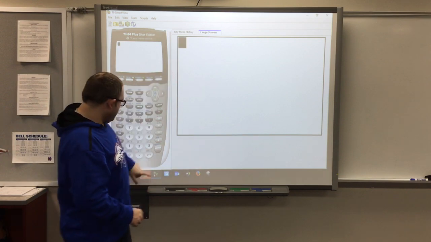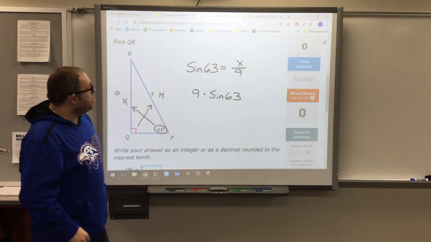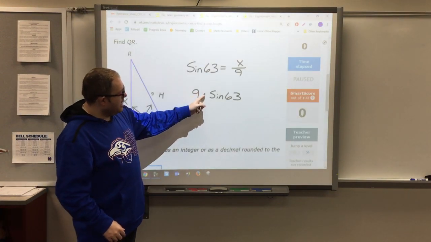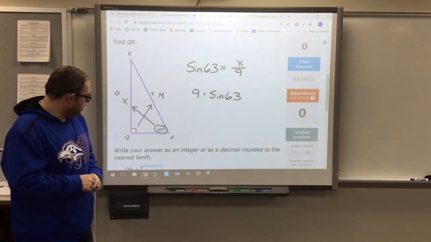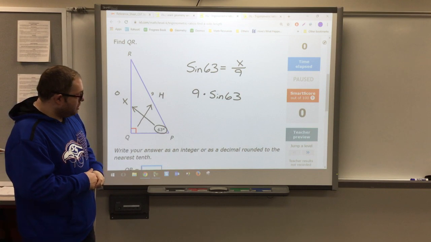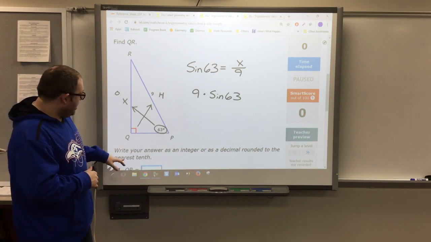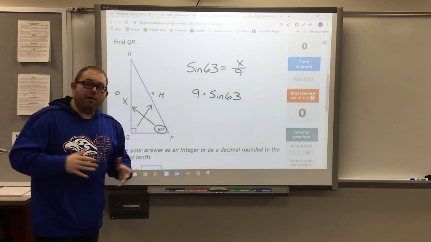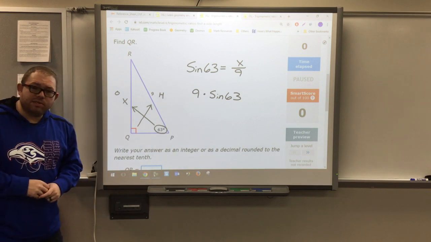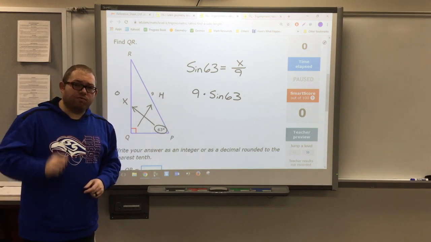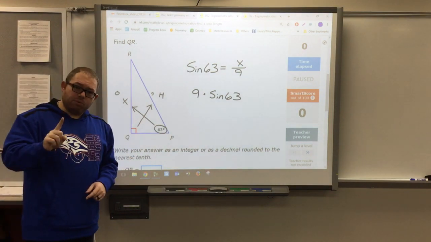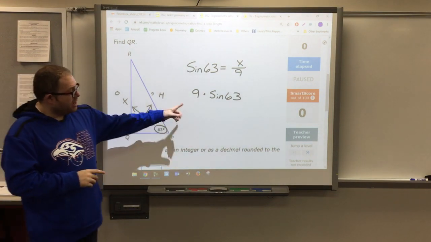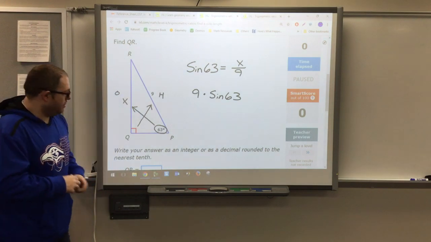So, real quickly, we're going to be taking 9 times the sine of 63. Let's read the directions. Write your answer as an integer or as a decimal rounded to the nearest tenth. Now, unlike the trick I showed you in the previous section, we're going to have to round this time. Nearest tenth means 1 decimal place. So, after we type this in, we're going to do a little bit of rounding.